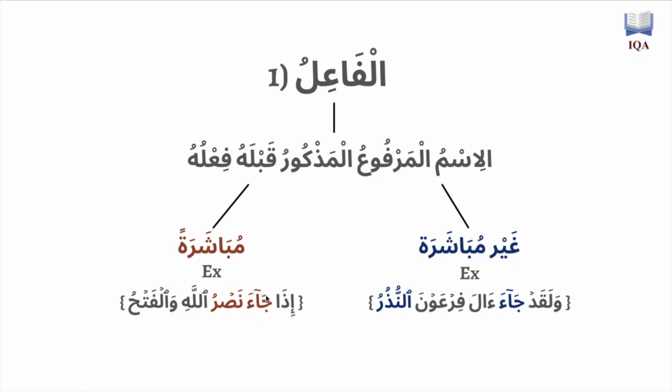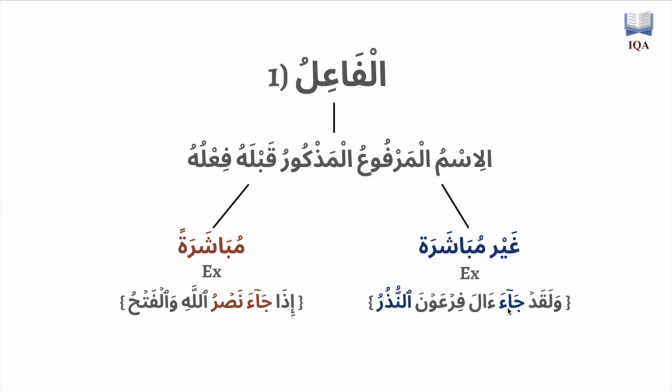So sometimes the verb that's mentioned before the fa'il is going to be mentioned مباشرة, directly before it. And sometimes it's going to be mentioned غير مباشرة, not directly before it. So here is directly mentioned before it, but غير مباشرة, for example, is when we see in the verse وَلَقَدْ جَاءَ آلَ فِرْعَوْنَ النُّذُرُ. And verily came, جَاءَ, آلَ فِرْعَوْنَ, the people or the family of Fir'aun, and Nudhur, the warnings. Meaning verily came to the family of Fir'aun the warnings.